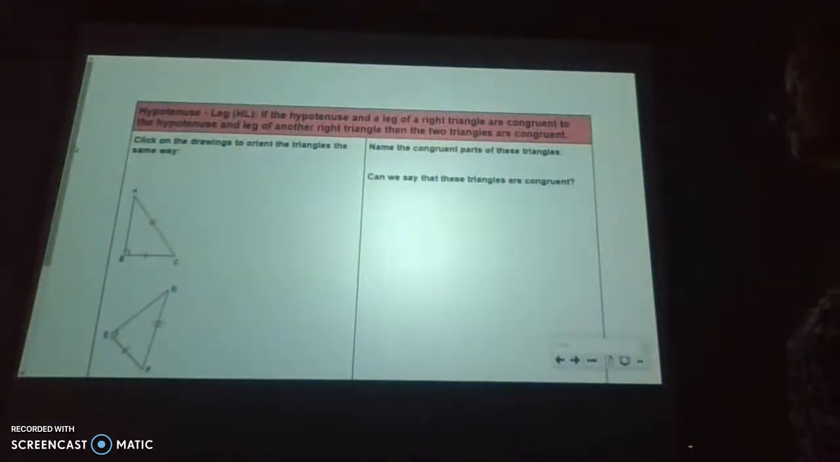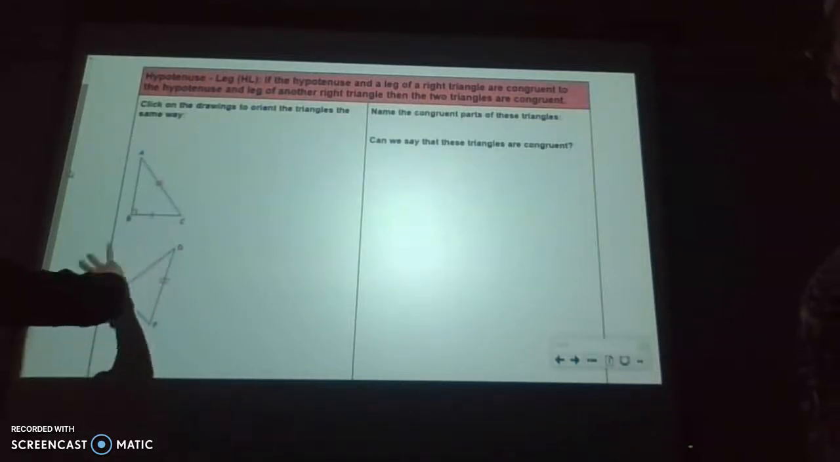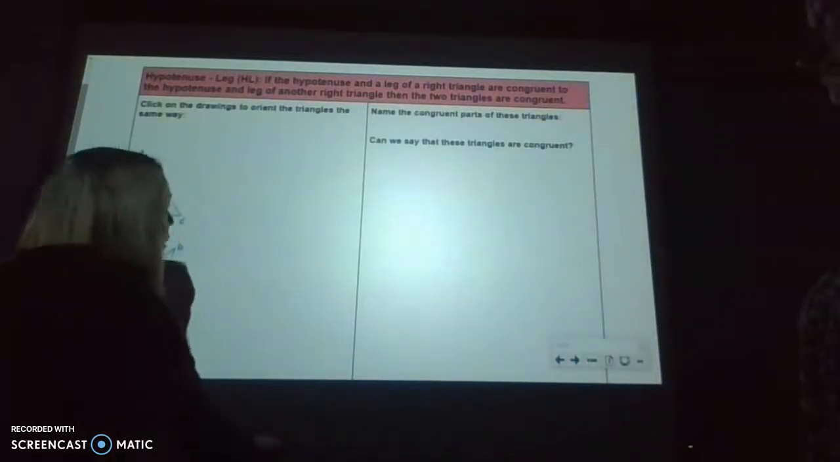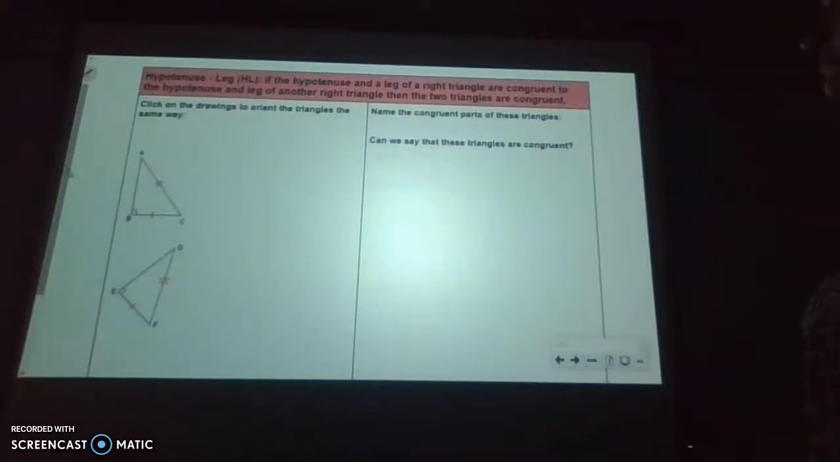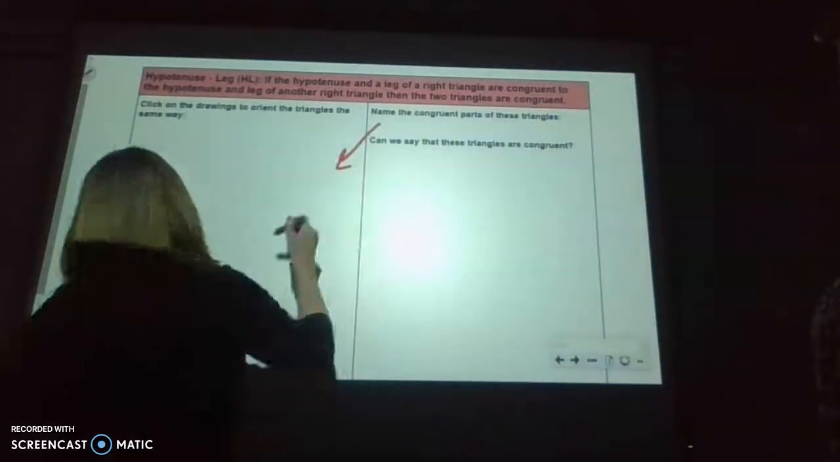And this is our theorem today, our postulate. The hypotenuse leg theorem says if the hypotenuse and a leg of a right triangle are congruent to the hypotenuse and a leg of another right triangle, then the two triangles are congruent. And we want to make sure that we understand what parts are congruent. I can see that I did not leave very much space here. So I'm going to put this answer over here.